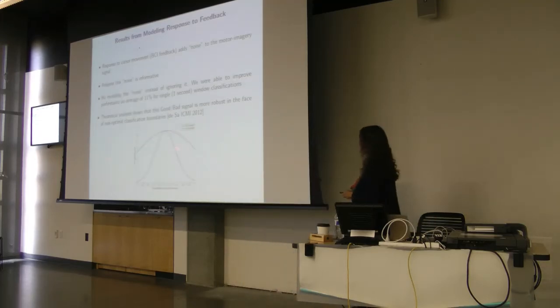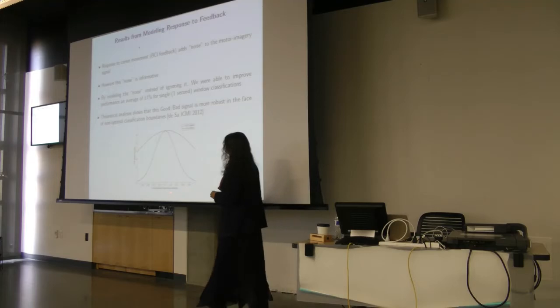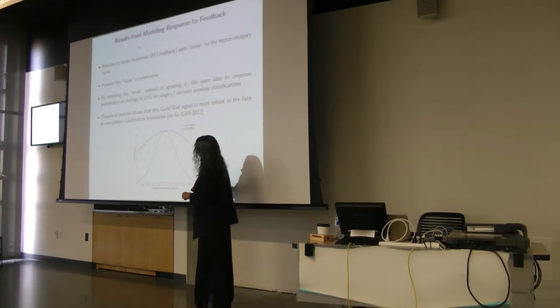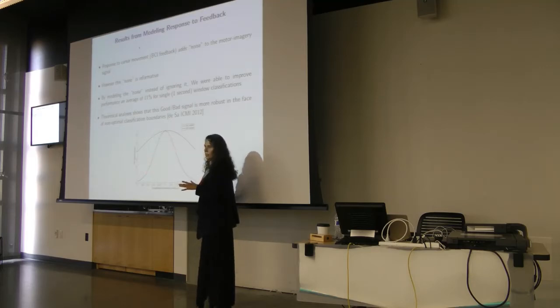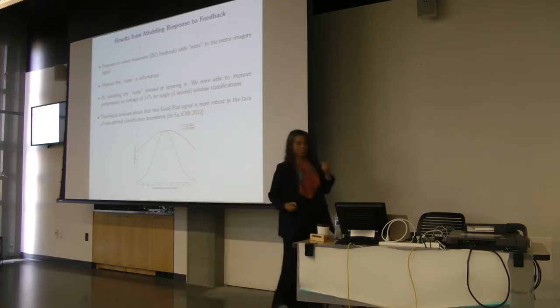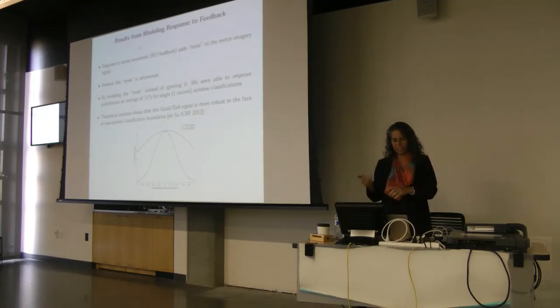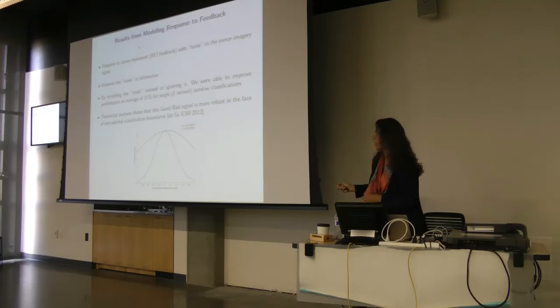And you can show that the information transfer rate at the optimal boundary, which would be here, is identical, but this is the good-bad, or this DS stands for dissatisfaction-satisfaction, good-bad. So good-bad control has a much higher information transfer rate as you move away from the optimal classification boundary than the standard right-left control does. So with the good-bad signal, you're getting extra information, but it's also much more robust to not having the optimal boundary.